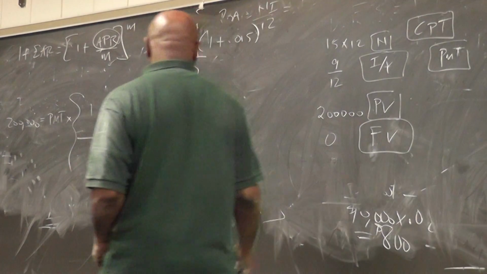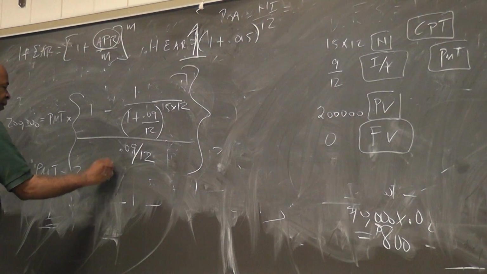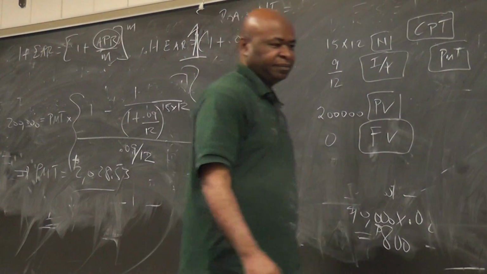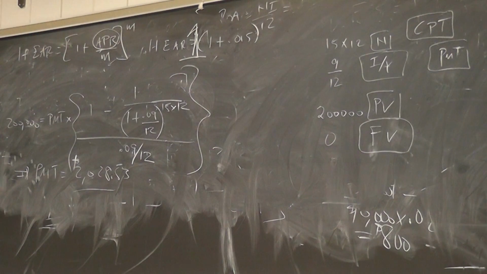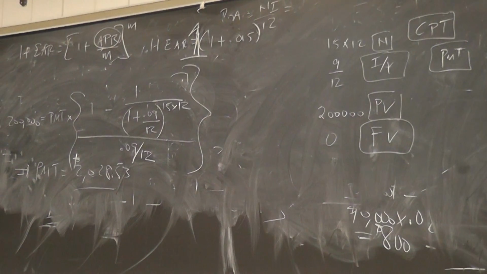Is that correct? That implies that payment is 2028 point what? 53. That's the answer. So do you have any questions? No, okay. Who wants to read 34?